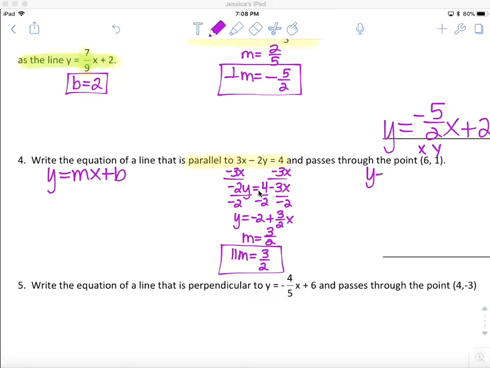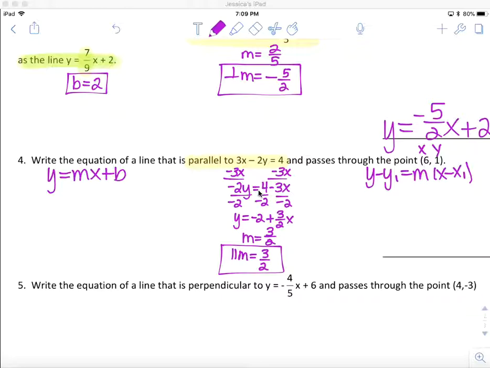Y minus y1 equals m times x minus x1. I have two different videos, one that shows it with slope-intercept form, one that shows it with point slope. You don't need to do it with both. You can choose the one that you like best. So, for the sake of this video, I will show both.